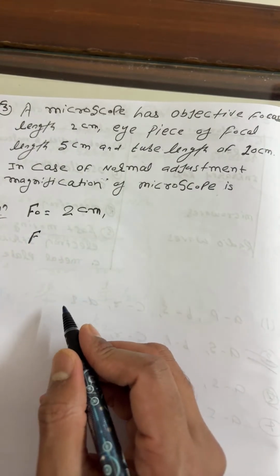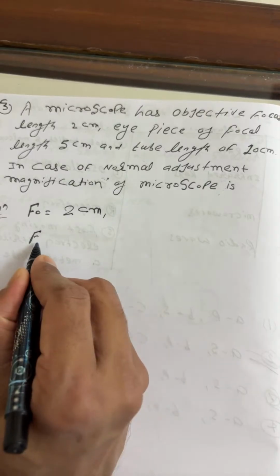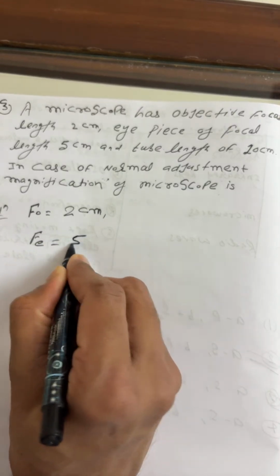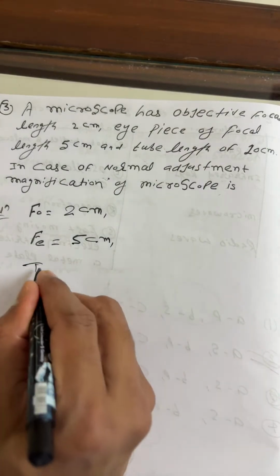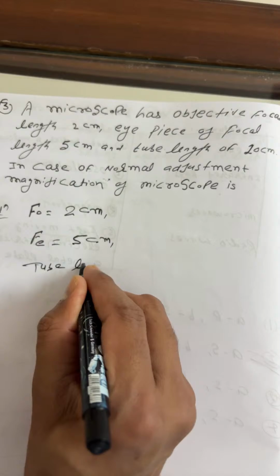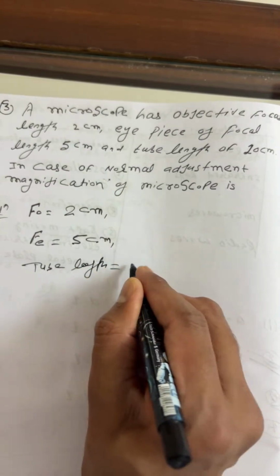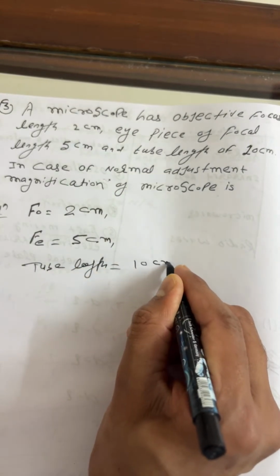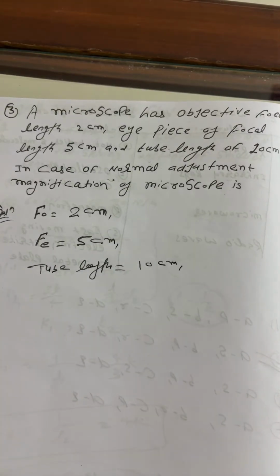Sorry, this is Fe, beta. This is 5 centimeter, right? Tube length is mentioned here. Tube length is mentioned. This is 10 centimeter.